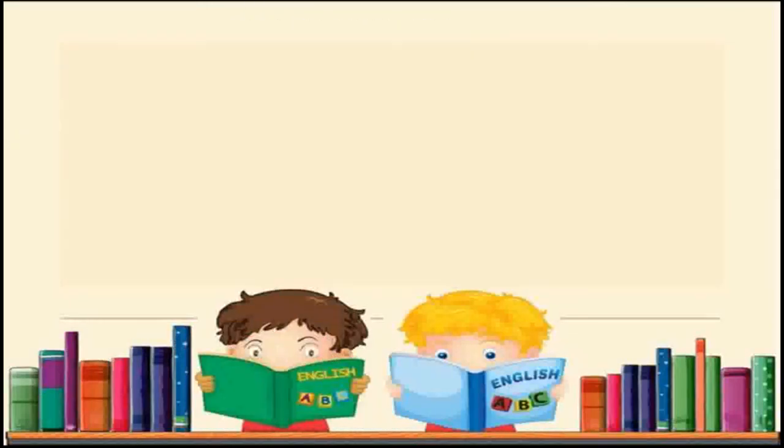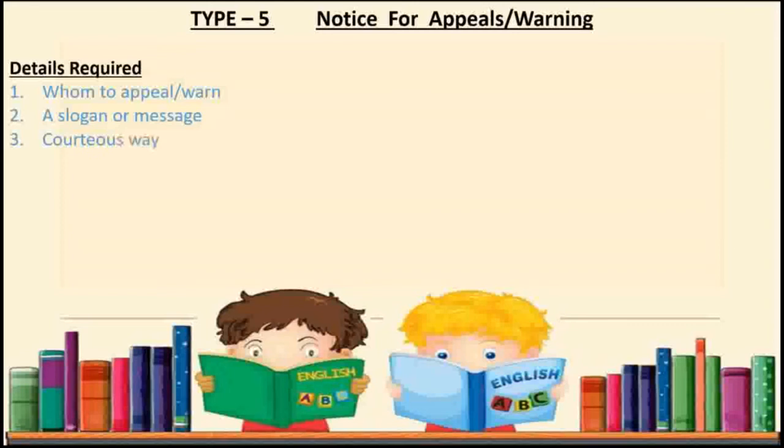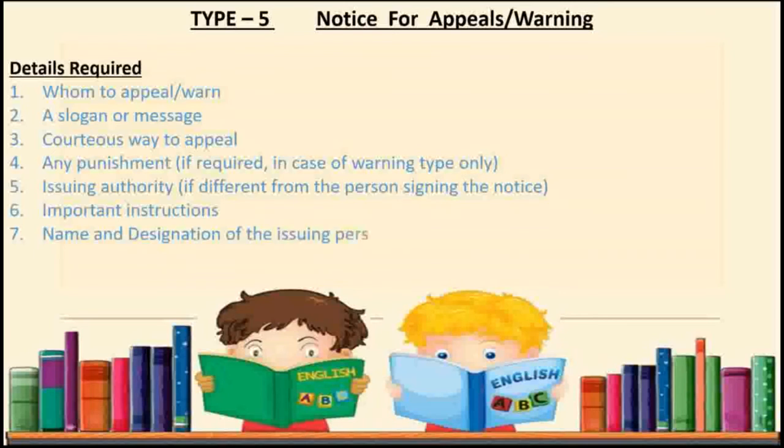Children, now let's go through the fifth type of notice, which is for appeals and warnings. The details required for writing such notices are whom to appeal or warn, a slogan or message, courteous way to appeal, any punishment if required in case of warning type only, issuing authority if different from the person signing the notice, important instructions, name and designation of the issuing person.